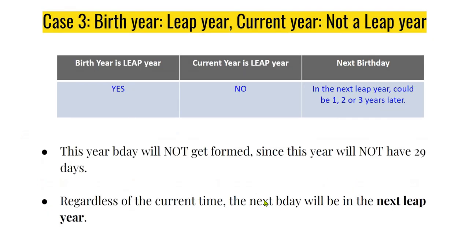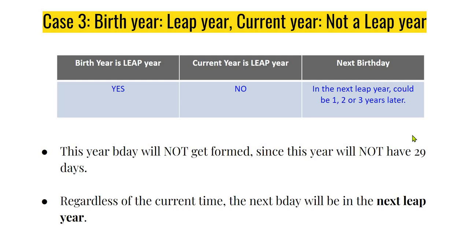The third scenario is that the current year is not even a leap year. Now, this is the most interesting one in a way. Birth year is a leap year, current year is not a leap year, which means that we cannot form the this year birthday object because this year does not have 29 days. So that this year birthday object creation will fail. We need to catch that error and proceed accordingly. However, regardless of what the current time is, since this year is not even a leap year, the next birthday will be in the next leap year, which could be 1, 2, or 3 years away.